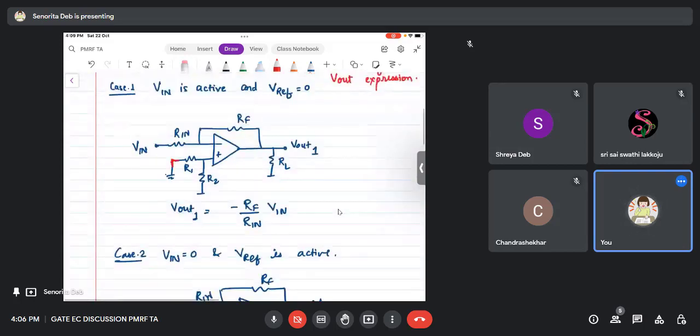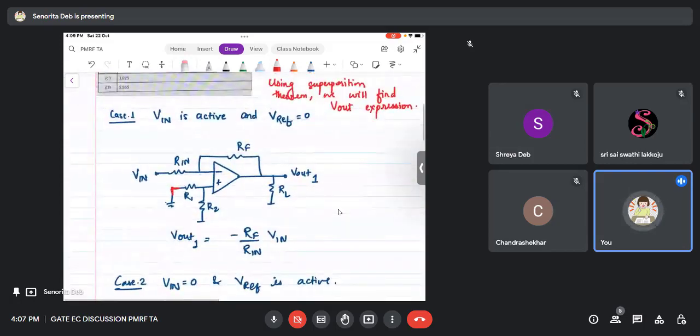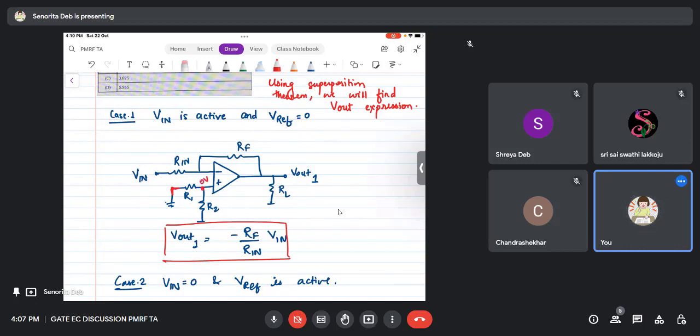Okay, so that's why this node is grounded here. This one is grounded. Okay, and then you see now that it's a simple circuit where Vout1 is minus RF by RN into Vin. You can directly write. Right, you need not solve any KVL equation for this. This is a simple circuit because this is 0 volts. Right, you know that this is 0 volts. Right, so this circuit is as good as this circuit. It is just this circuit right now, right?